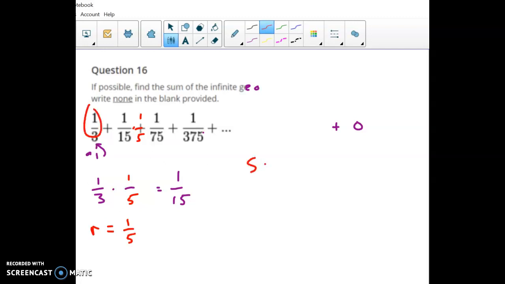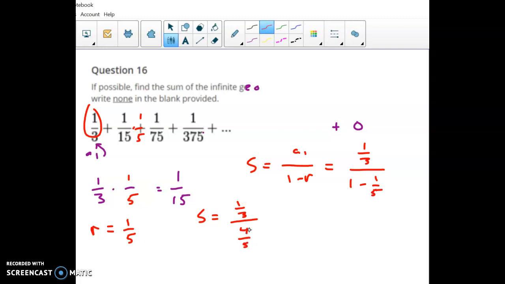So our formula again is a1 over 1 minus r. So plugging in here, we have a1 is 1/3. That's our first term. And then we do 1 minus 1/5. Okay, and you could type all this in a calculator, but with fractions it gets a little bit messy. So I want to do a fraction work here a little bit. So the denominator, if you have one whole pizza and you eat 1/5 of it, you have 4/5 of a pizza left.